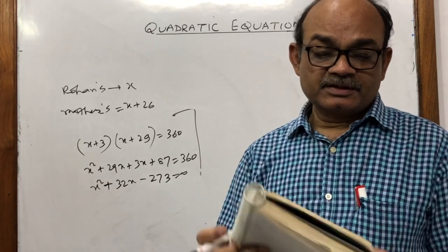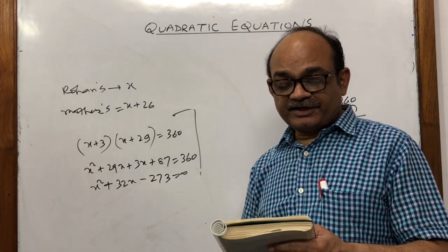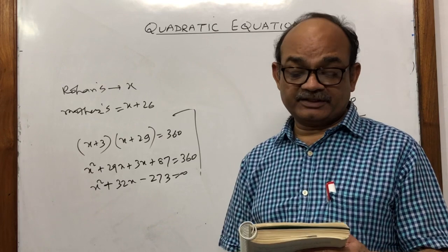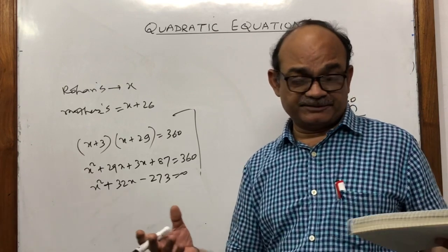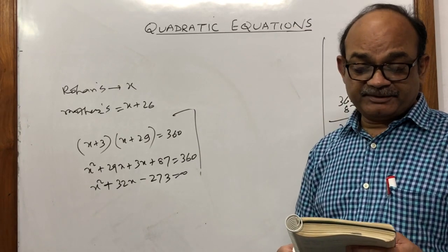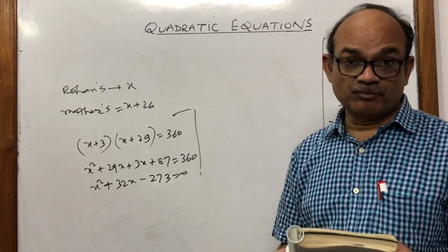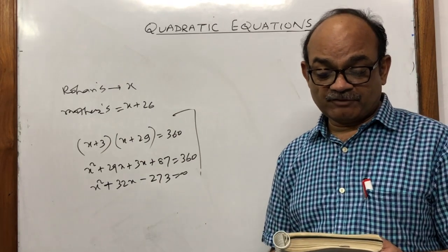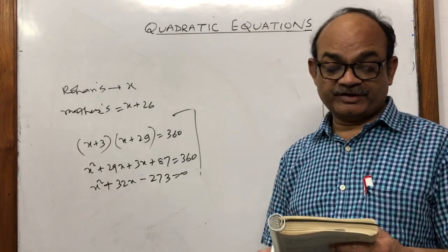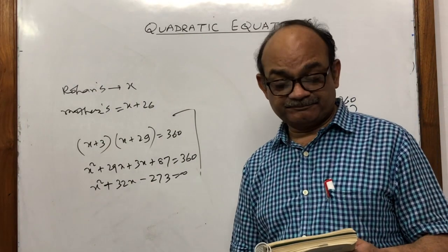Next is the fourth part. A train travels a distance of 480 km at a uniform speed. We don't know the speed. If the speed had been 8 km per hour less, then it would have taken 3 hours more to cover the same distance. We need to find the speed of the train.